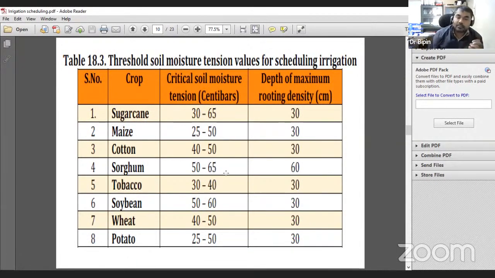The centibar value is very similar to the depletion of available soil moisture from the root zone. This is your soil moisture tension value, but that was a percentage. So you can say that the moisture percentage depletion and the centibar value are near about the same.